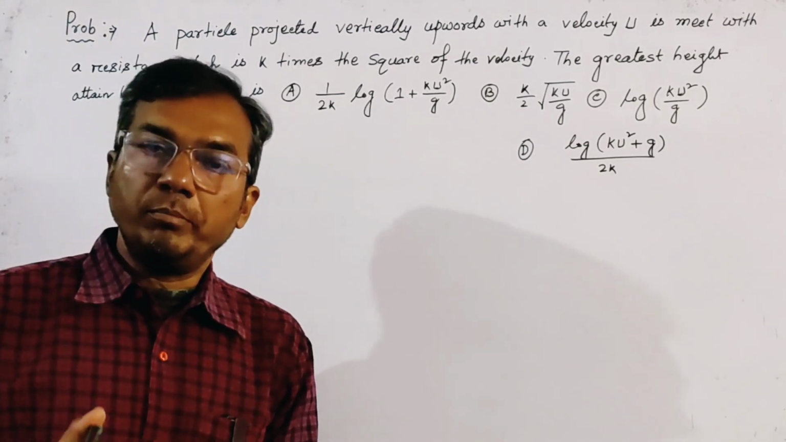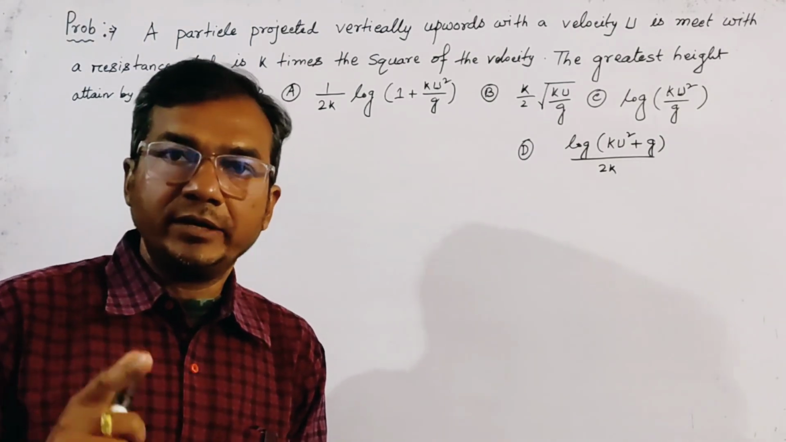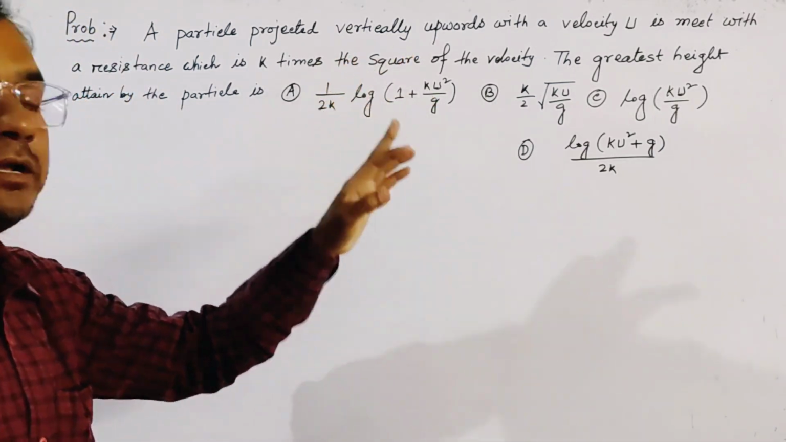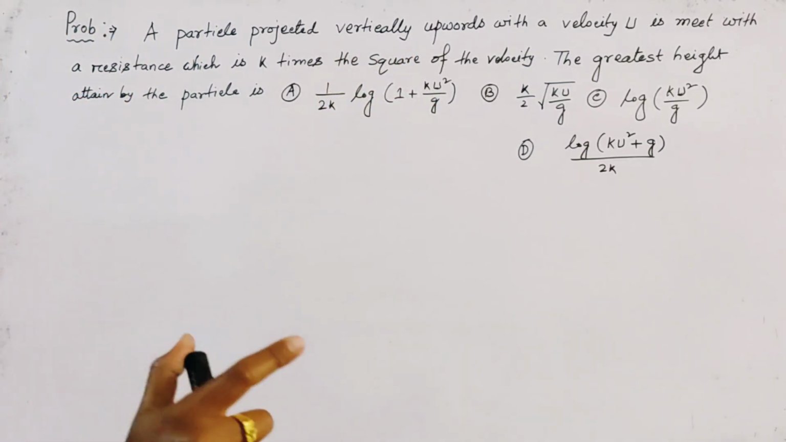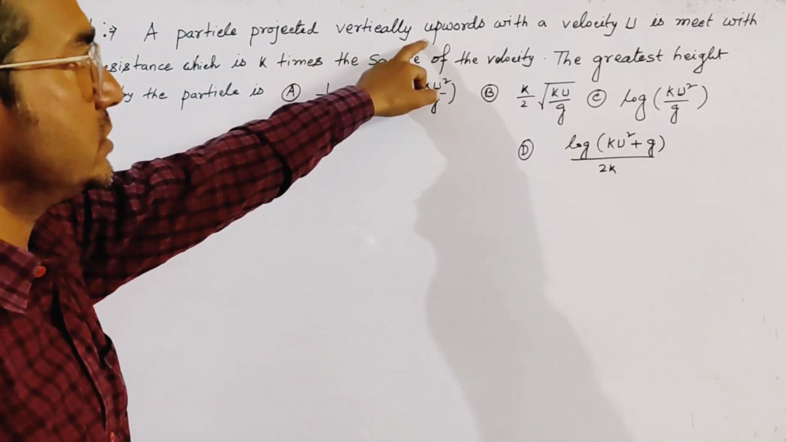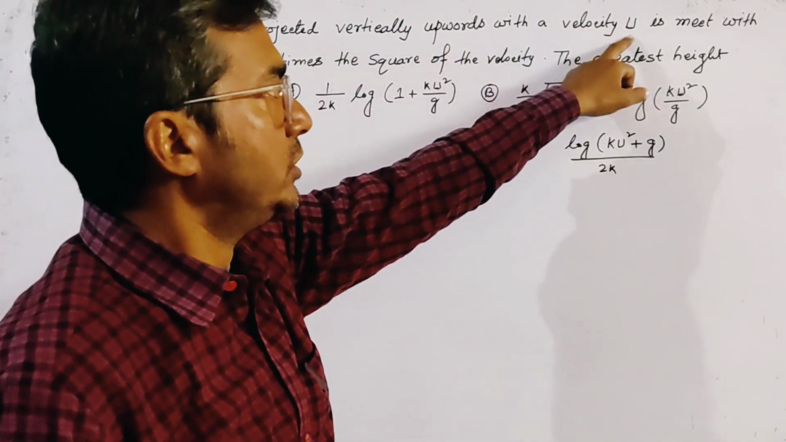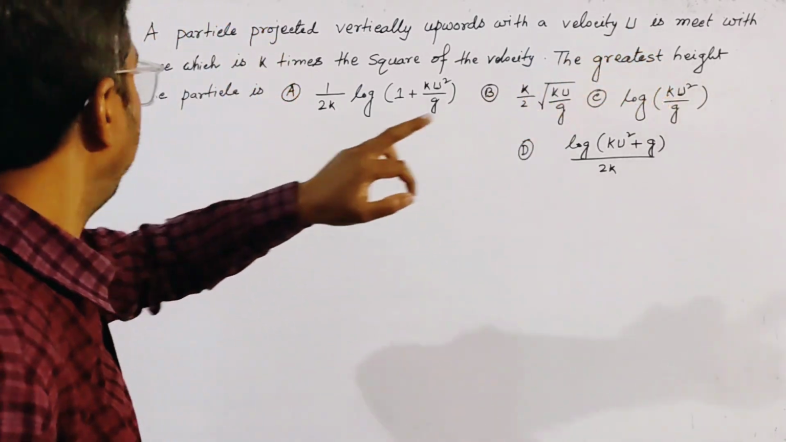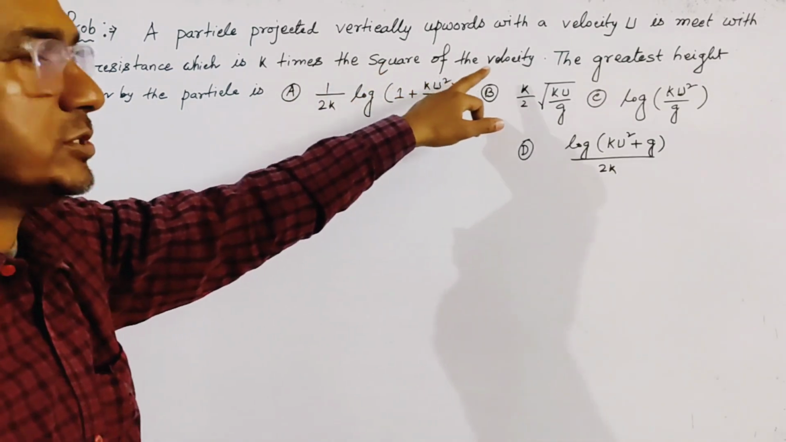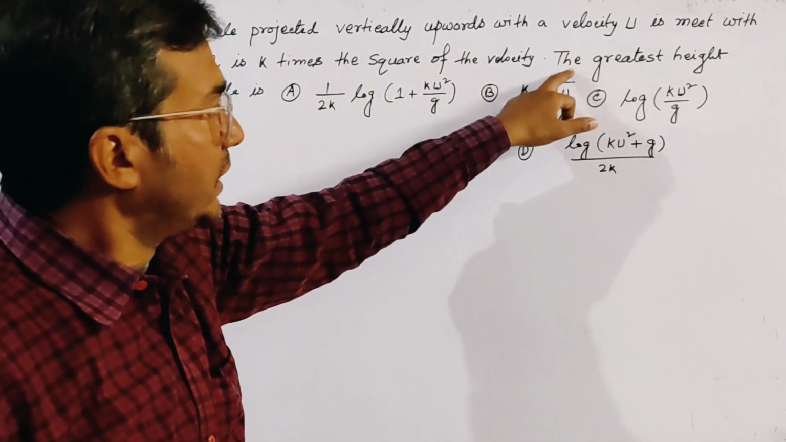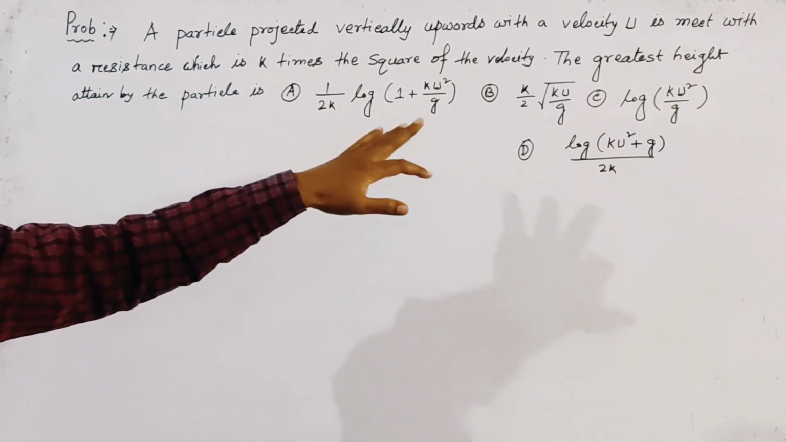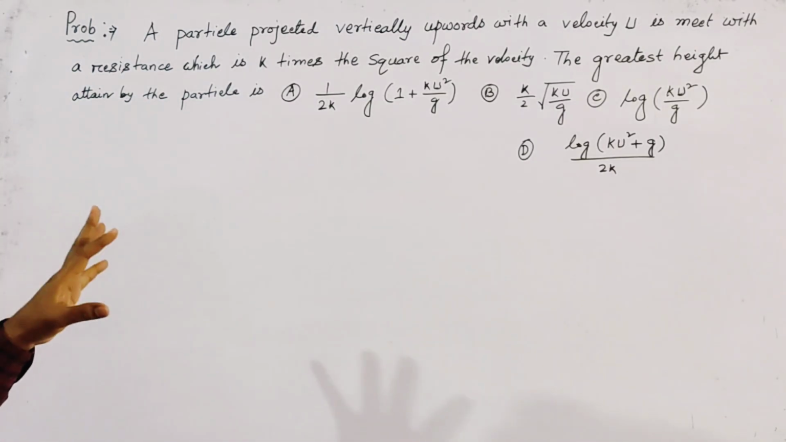Today's problem from particle dynamics, and this is from the vertical motion of a particle under gravity. The problem says that a particle projected vertically upwards with a velocity u meets with a resistance which is k times the square of the velocity. The greatest height attained by the particle is given by 4 options. We have to choose the correct option.